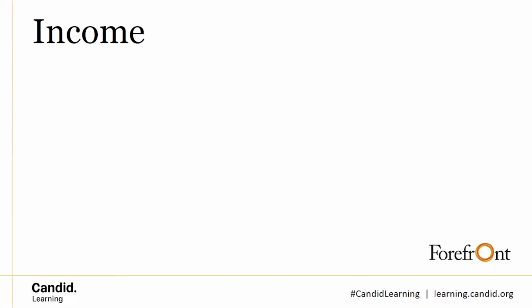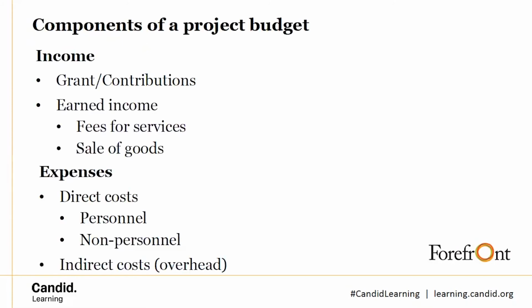So the moment we are going to now discuss the income side of things. First, we'll just check back in with our list of all of the components of a budget. We talked about expenses, so now we're going to talk about income. Income is both support and revenue. Support is any kind of contribution for your project, whereas revenue is generally earned income.